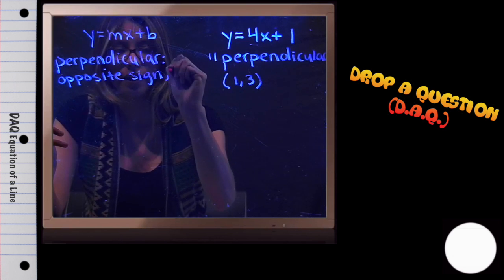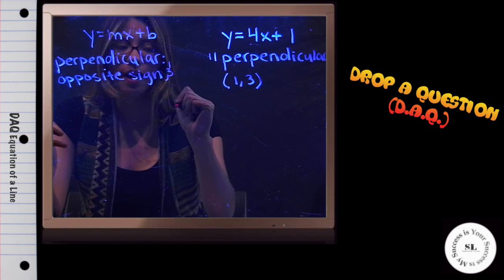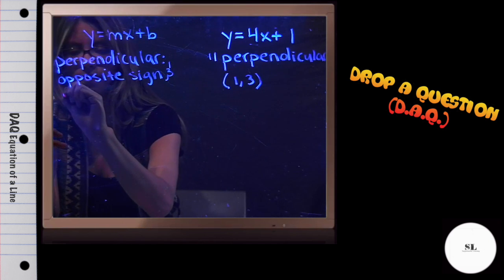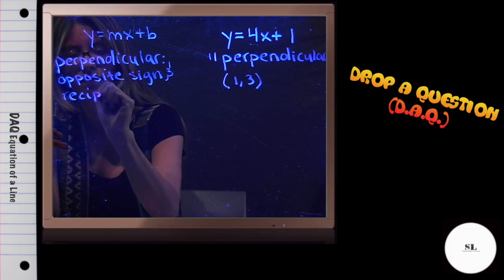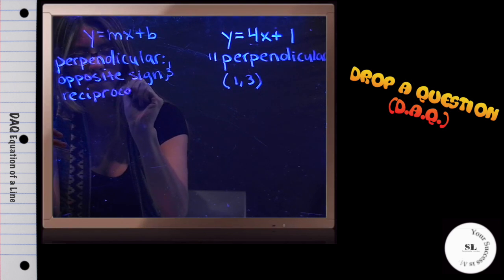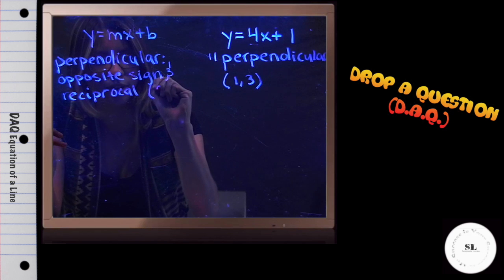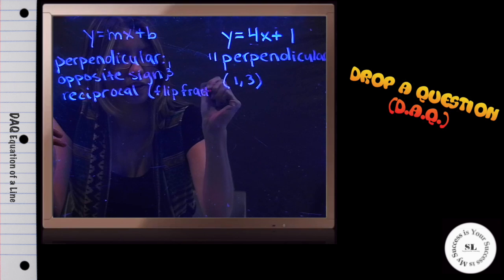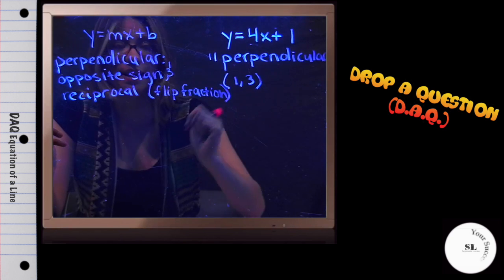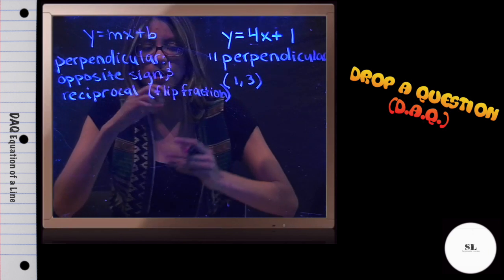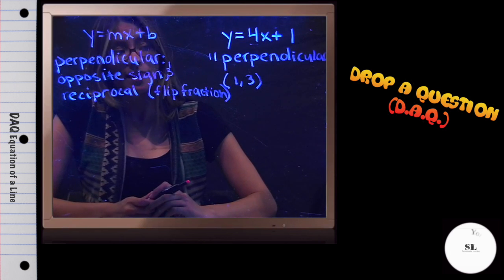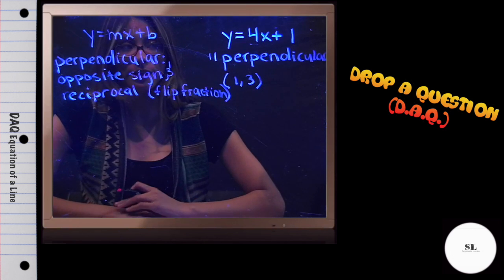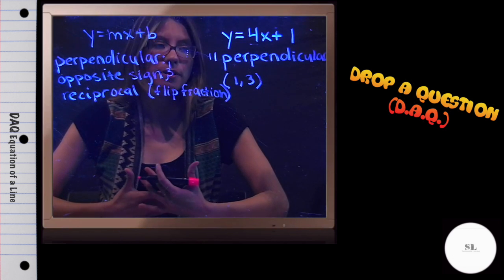Reciprocal means to flip your fraction, if you have one. If you have something that is 3 over 5, it becomes 5 over 3. And I'll just write in parentheses, flip fraction. So you might hear professors say this, or you might even see it in your instructions, but reciprocal would mean to flip a fraction if you have it. So in this case, when it says perpendicular to the slope which we have is 4, remember any whole number can be written as a fraction.